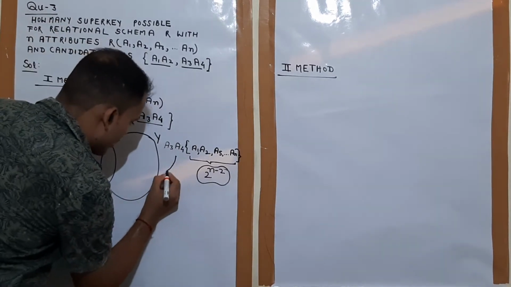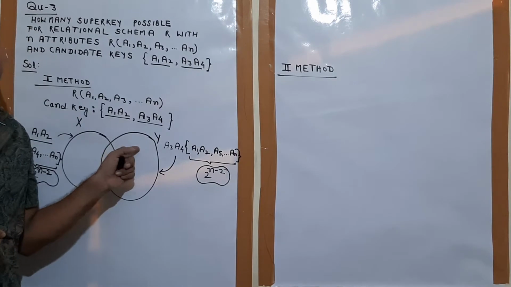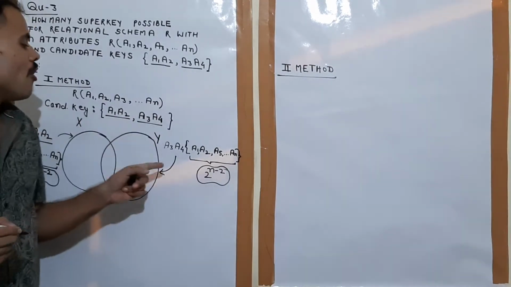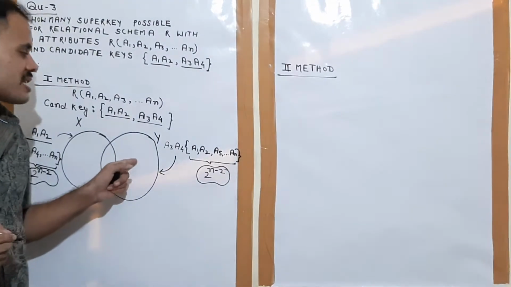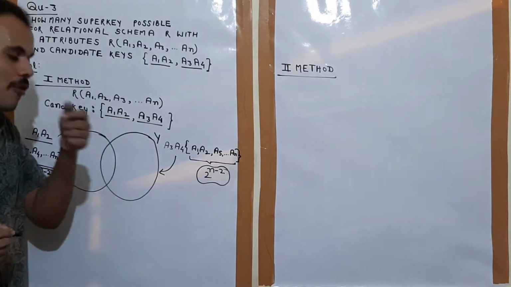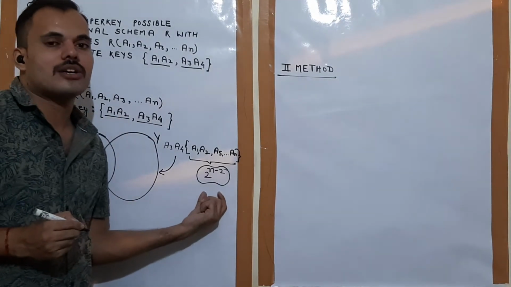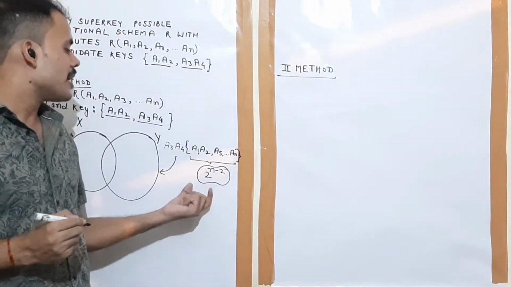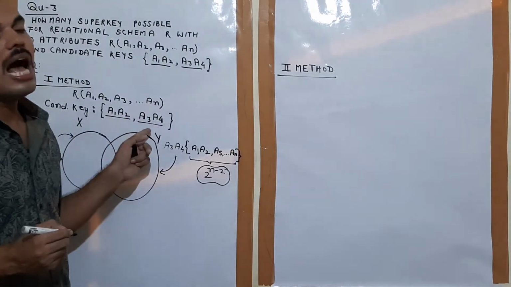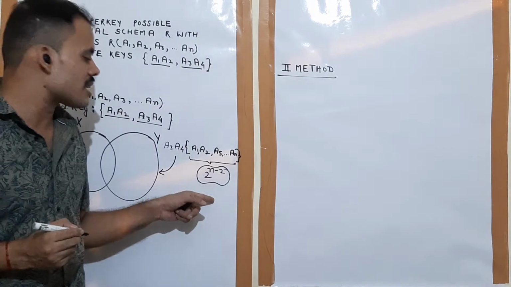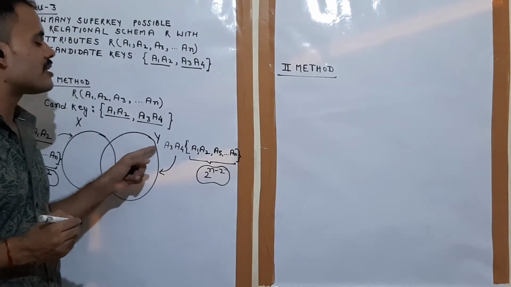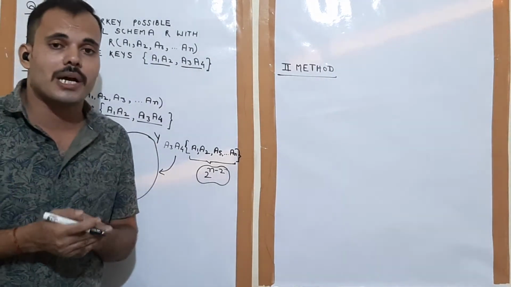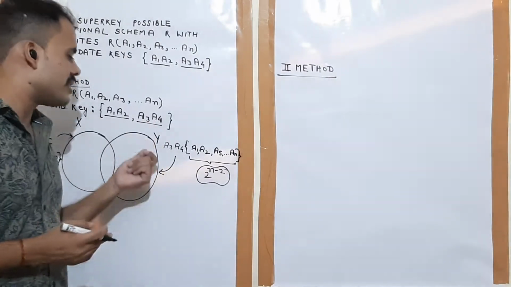So see here, Y is the set of super keys because of the candidate key A3, A4. Now 2 to the power n minus 2 is the number of super keys because of the candidate key A3, A4, and this set of super keys we are denoting through Y. Y is the set of super keys over candidate key A3, A4.